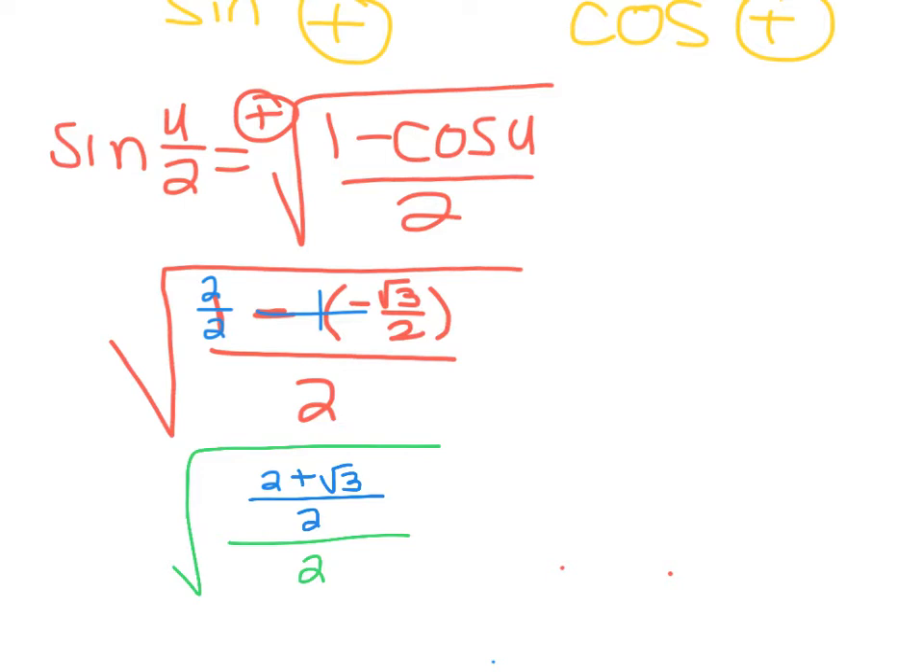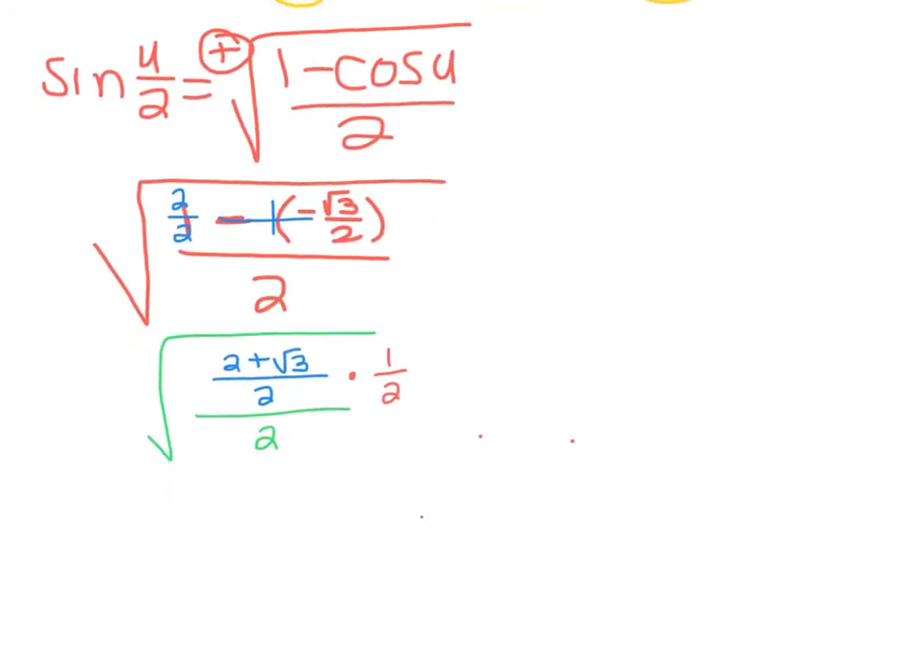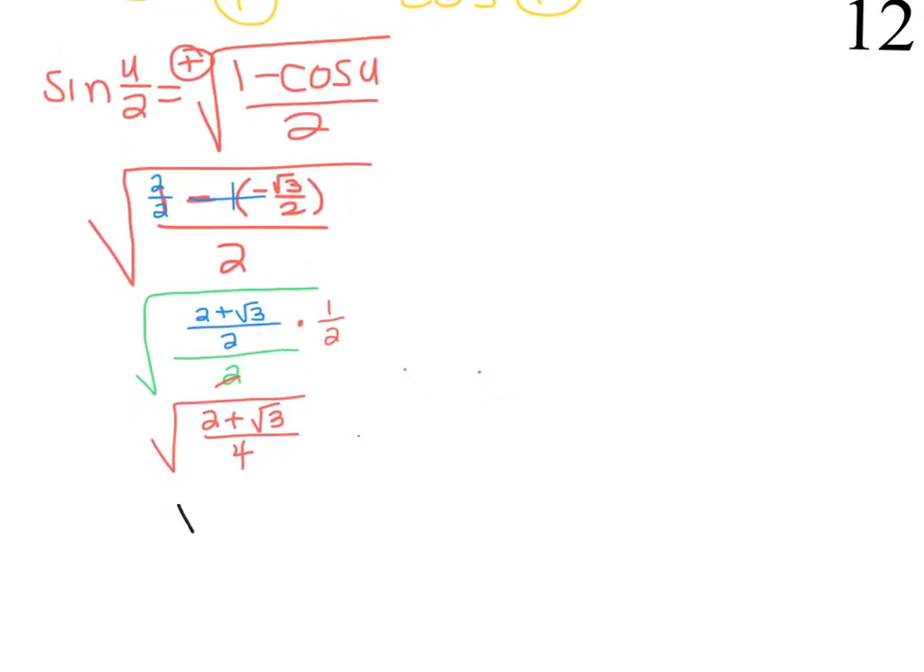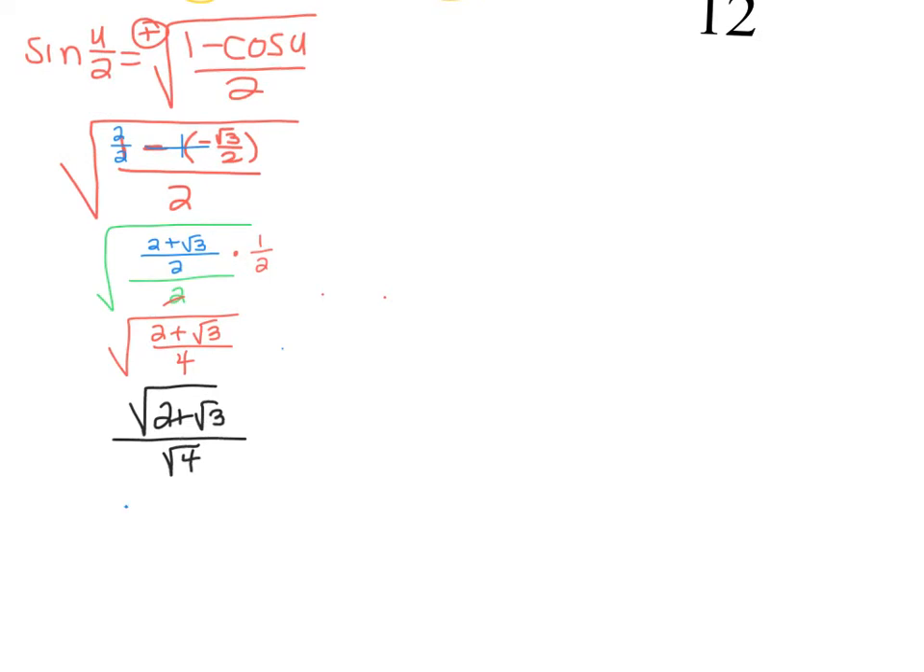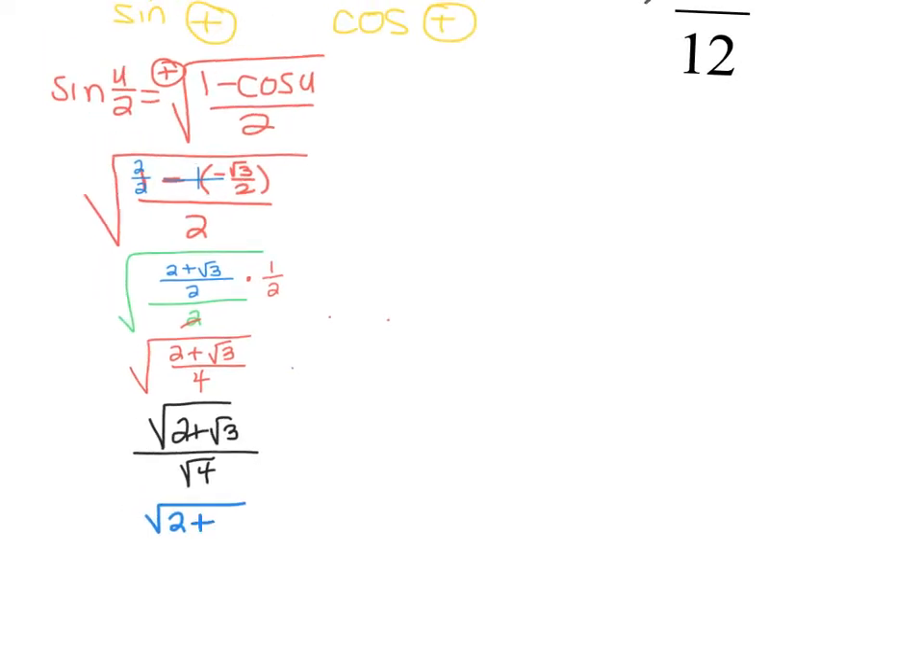And then I would do keep, change, flip. So that would get multiplied by a half. And I end up with the square root of 2 plus root 3 over 4. And then I split that, and simplify the root 4. And again, at the beginning we said sine would be positive, so I'm going to leave that positive.